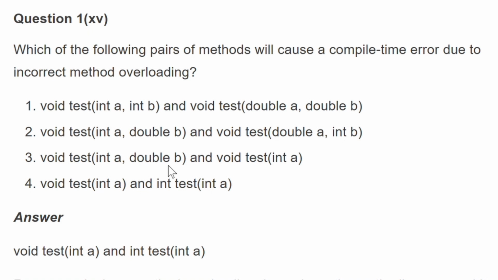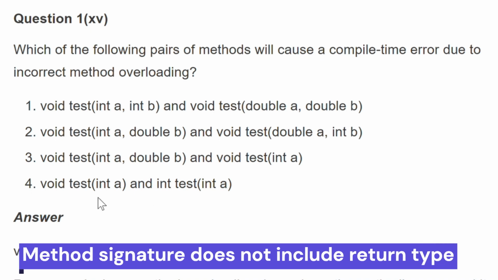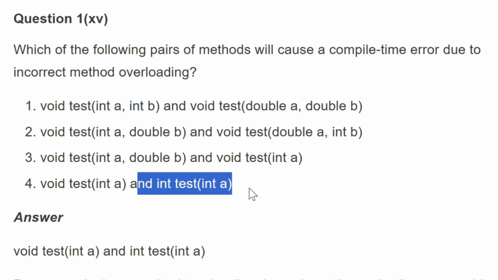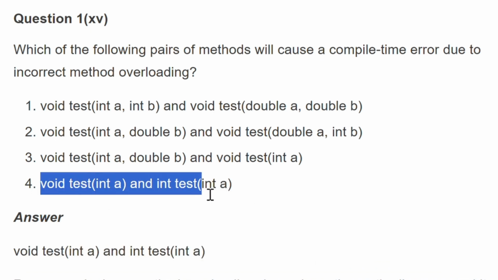Int a, double b, int a. Number of parameters different. So this is a different signature. Here int a, same parameter and same type of parameter. Test, same name. But return type void and int, return type is different. But return type is not included in the signature, so this is a compile time error or syntax error.